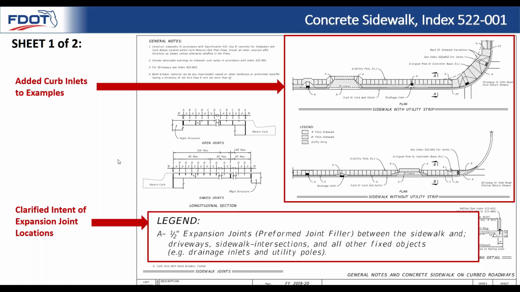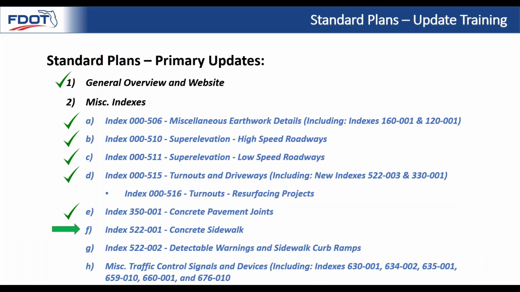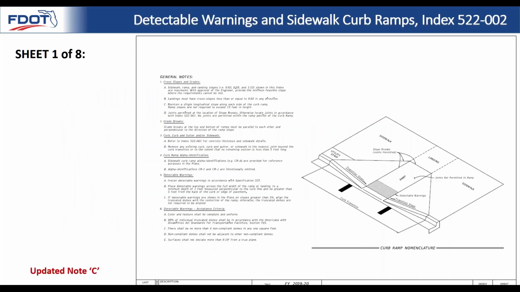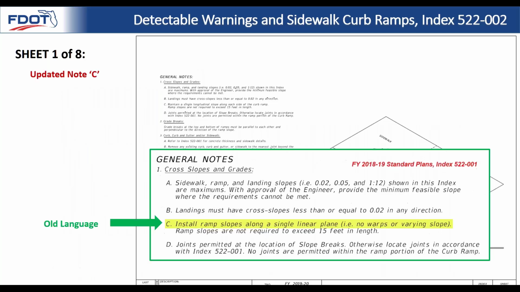Index 522-002 for detectable warnings. Made a few minor adjustments to this index again. On sheet 1, we updated note C. The old language on the index referred to not allowing warps or varying slopes within the ramp and to keep it all on a single linear plane.